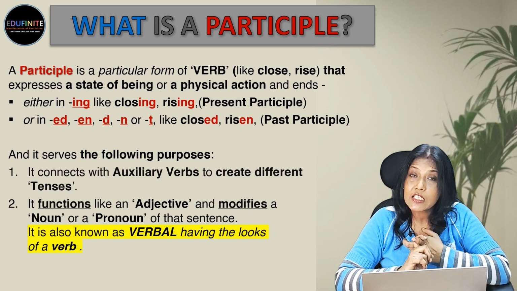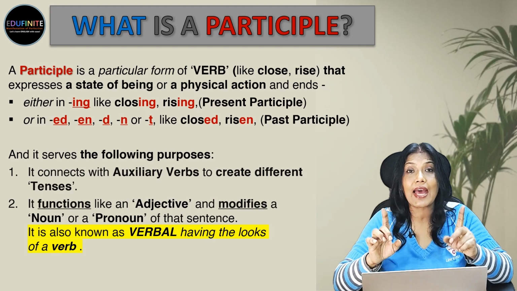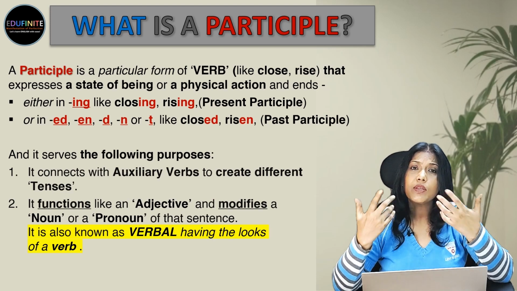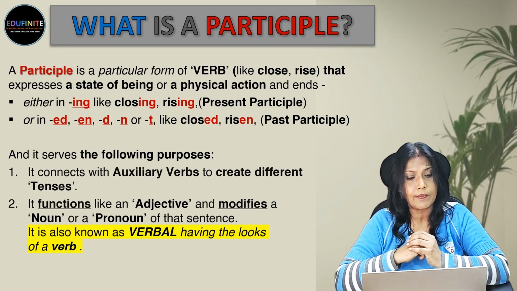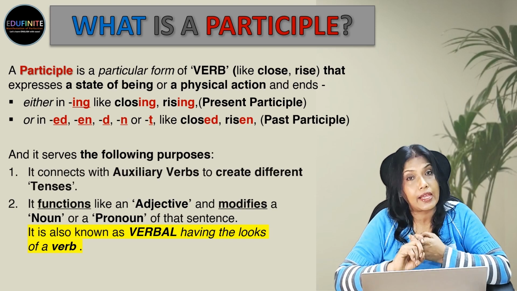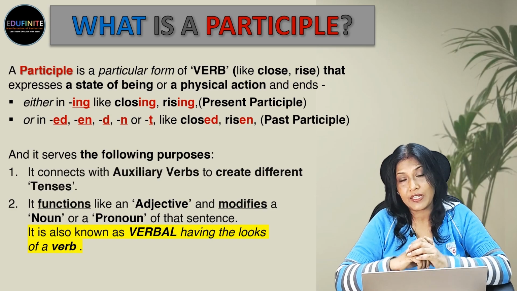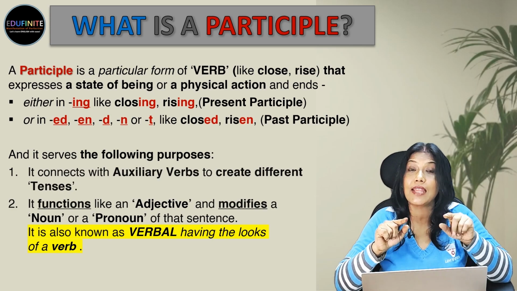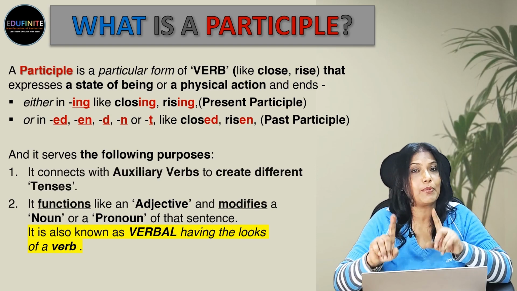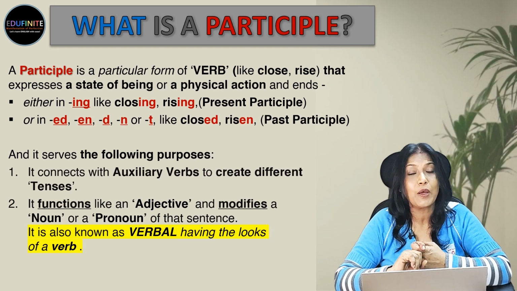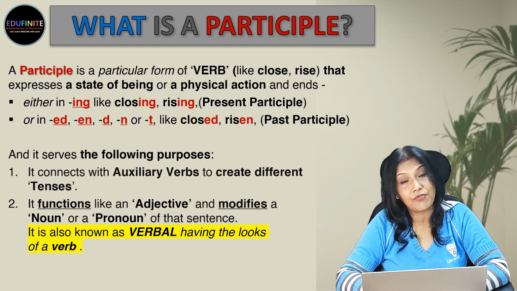Next, these participles, other than forming tenses, also function as an adjective. That means, what does an adjective do? It modifies a noun or a pronoun present in the sentence. Since it looks like a verb but does not function like a verb, it just looks like a verb but functions as an adjective, in those cases where it looks like a verb but does not perform the function of a verb, we call them verbals. So it is also known as verbals, having the looks of a verb.